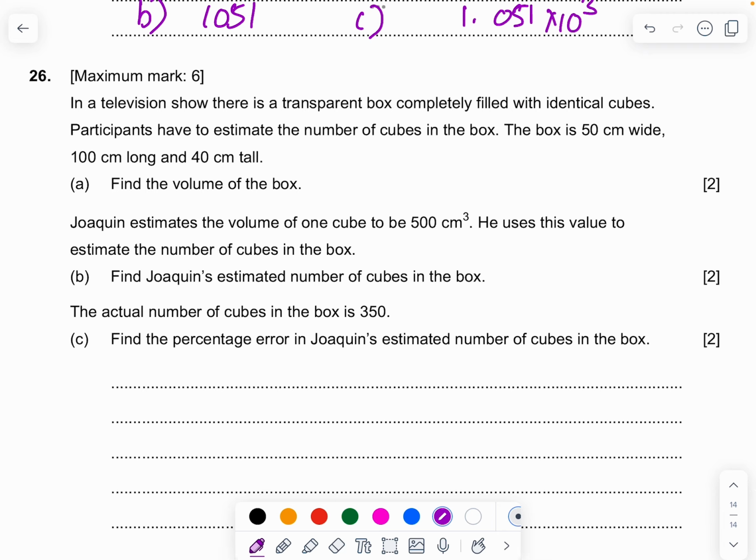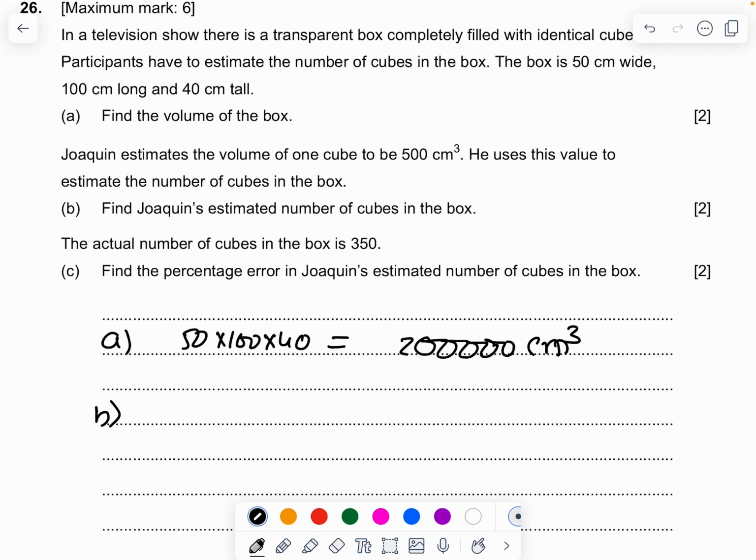26. In a television show, there is a transparent box completely filled with identical cubes. The participant has an estimation of the number of cubes in the box. Find the volume of the box. Volume is 50 times 100 times 40, which is 200,000.